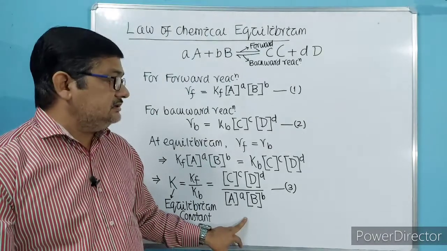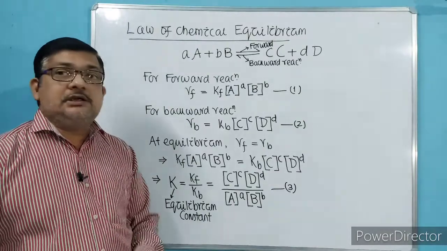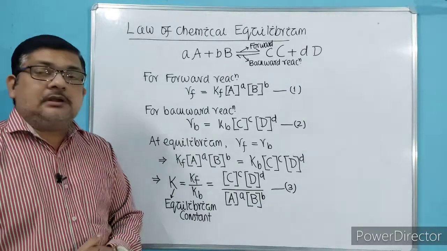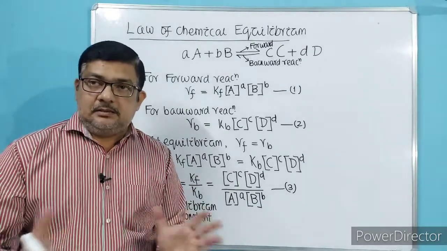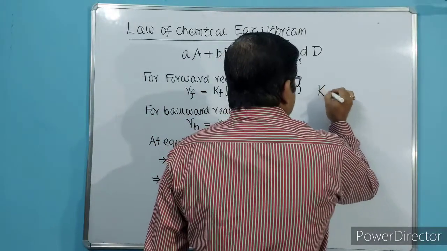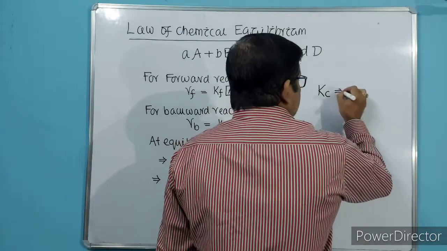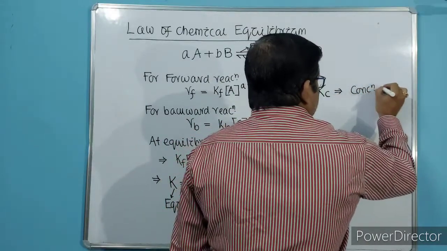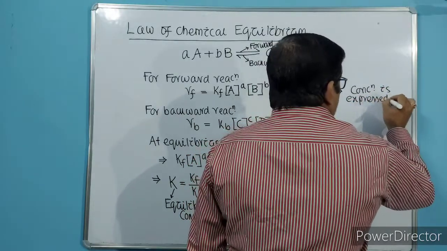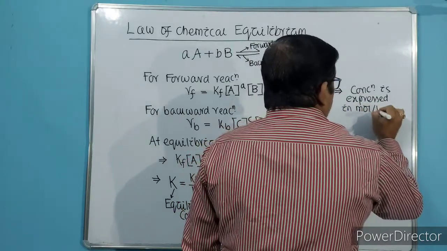Okay, so this is called the law of chemical equilibrium, and how to find out the value of the equilibrium constant. The equilibrium constant can be written in various ways. When it is written as Kc, you have to consider that the concentration is expressed in molar form, that is, in moles per liter.